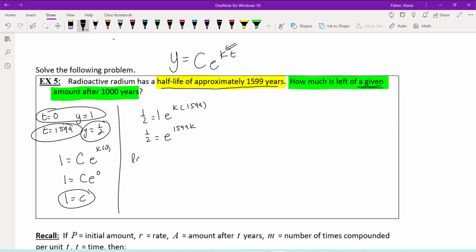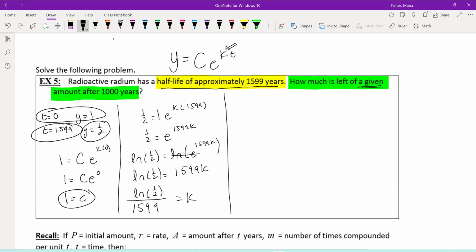Solving for k, the natural log of a half is equal to the natural log of e to the 1,599k. Here the natural log and the e cancel, and the natural log of a half is equal to 1,599k. Dividing both sides to solve for k, we end up with the natural log of a half divided by 1,599 is equal to k. So we have the formula y equals 1 e to the k, which is natural log of a half divided by 1,599 t. So how much is left after 1,000 years?